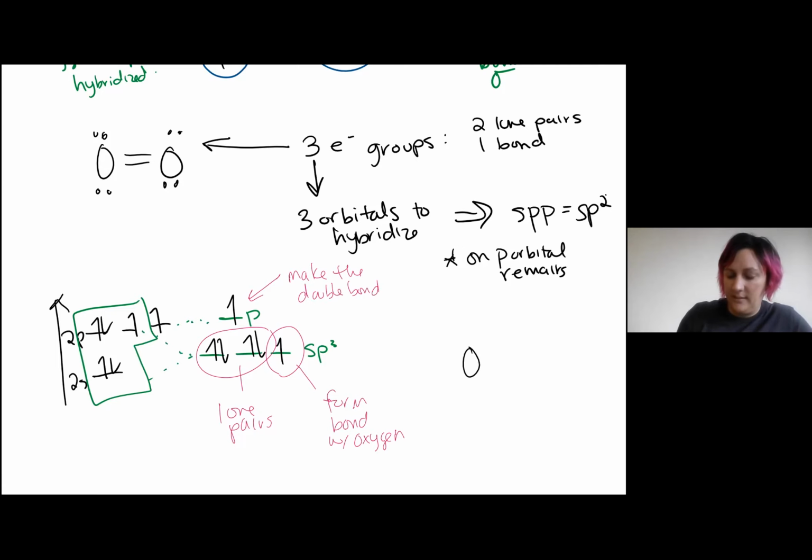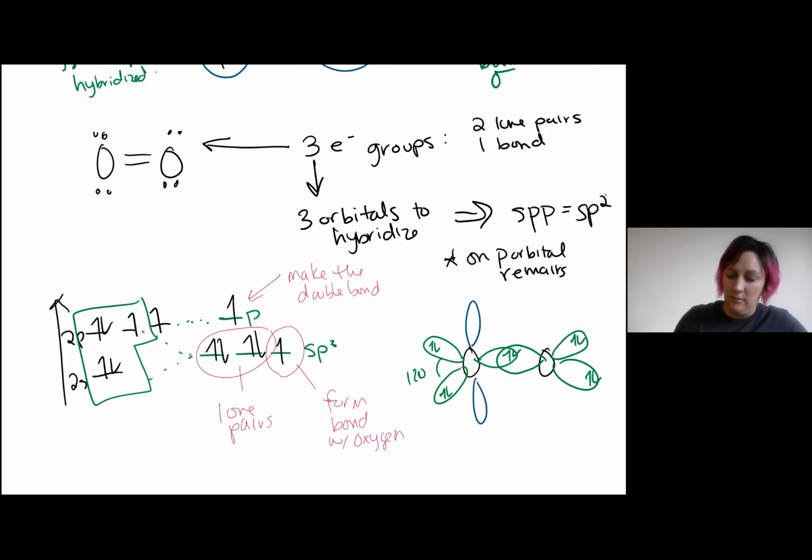When we draw this, in green I'll have my sp2 orbitals all 120 degrees apart. And 2 of these have lone pairs and 1 has just 1 electron. And then my other oxygen is going to look exactly the same. And then I have this leftover p orbital. Remember, these look like figure 8s. You can shade them in if you want. And these each have 1 electron in the p orbital.